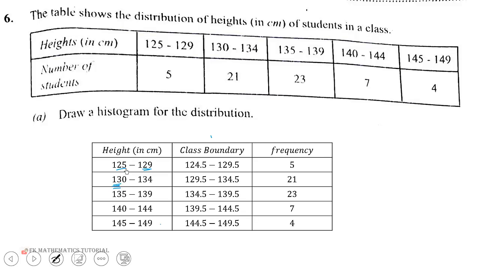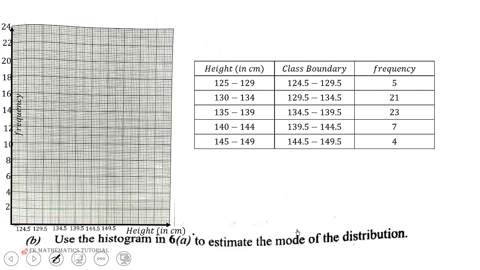And this one too, we do the same thing. So that will give us the lower class boundary and the upper class boundary. The frequency is already here, so we are now going to draw the histogram. So we have a graph sheet. Now you can use an appropriate scale, since we're not given any scale. So I have chosen 2 centimeters to 2 units on the frequency axis, and 2 centimeters to 5 units on the height axis.